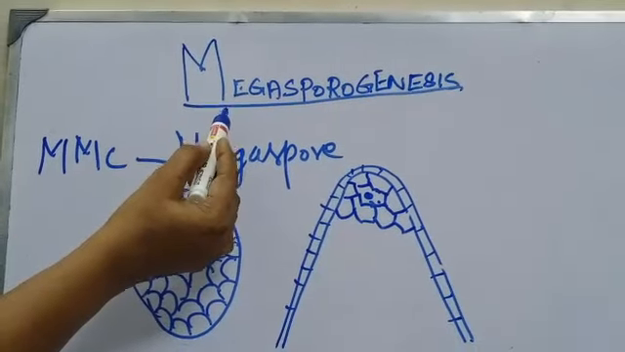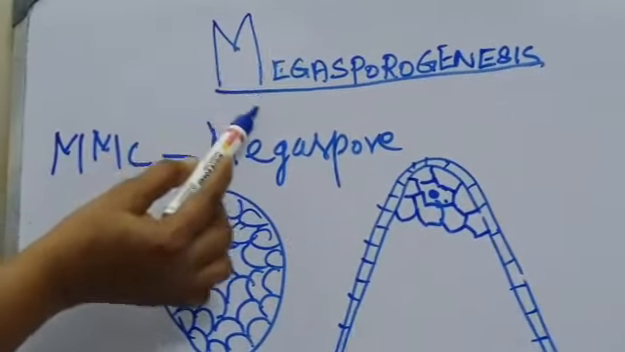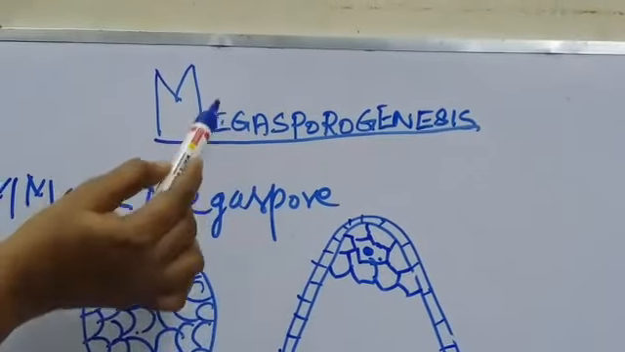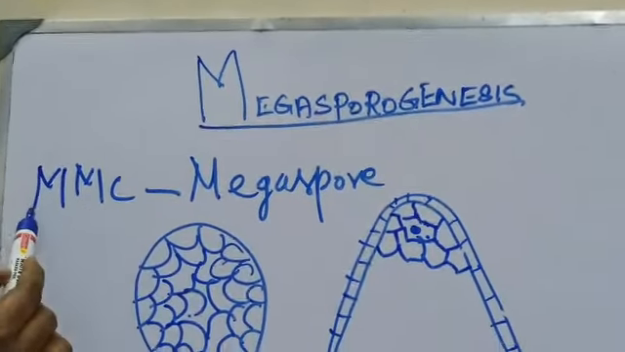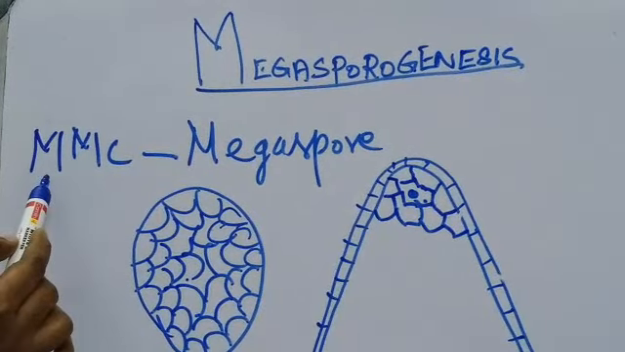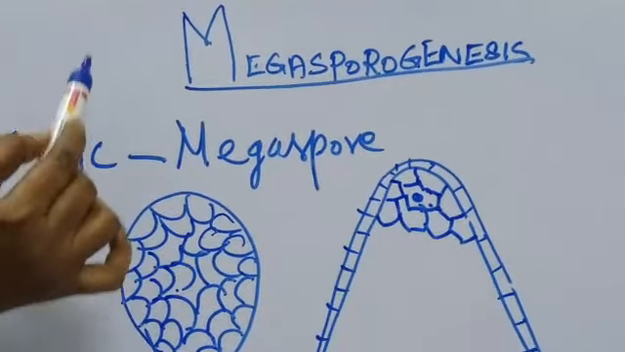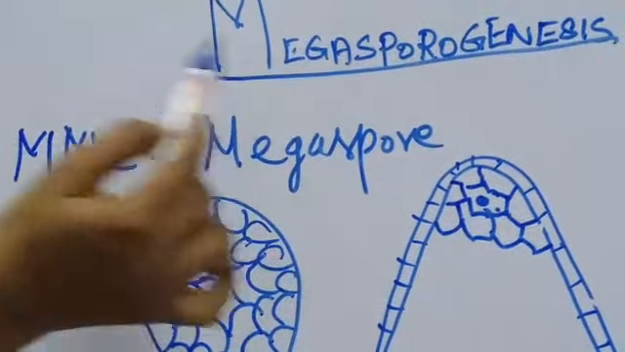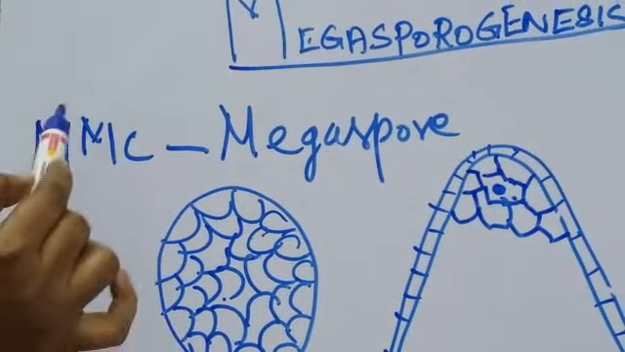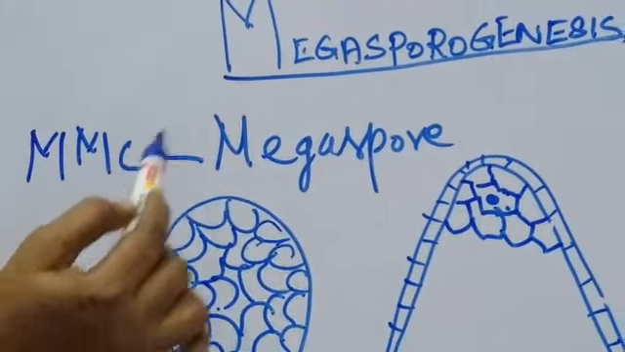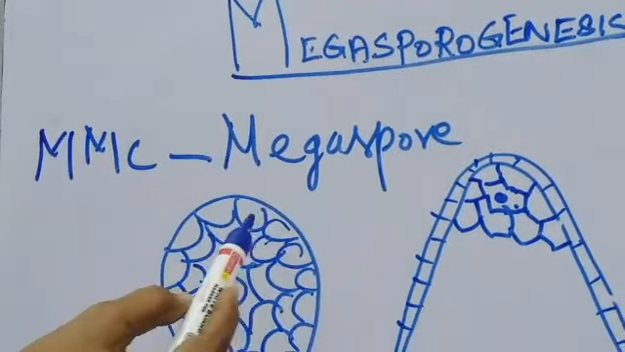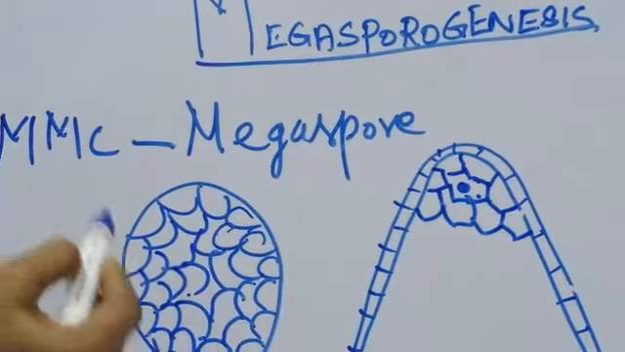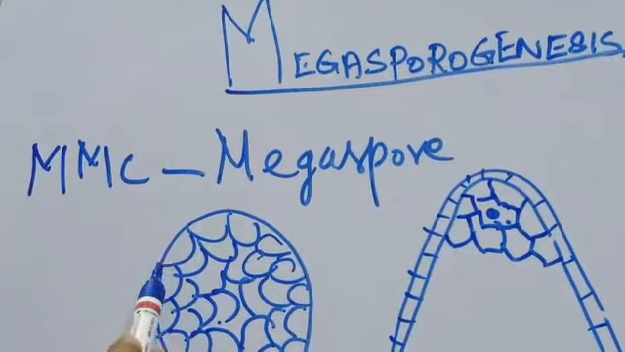Next one, let us see megasporogenesis. What is meant by megasporogenesis? Genesis means formation. Formation of megaspore from where? Megaspore mother cell, MMC. For microsporogenesis, it is called microspore mother cell. In megasporogenesis, this MMC is called megaspore mother cell. From megaspore mother cell, megaspores are formed. This is known as megasporogenesis.